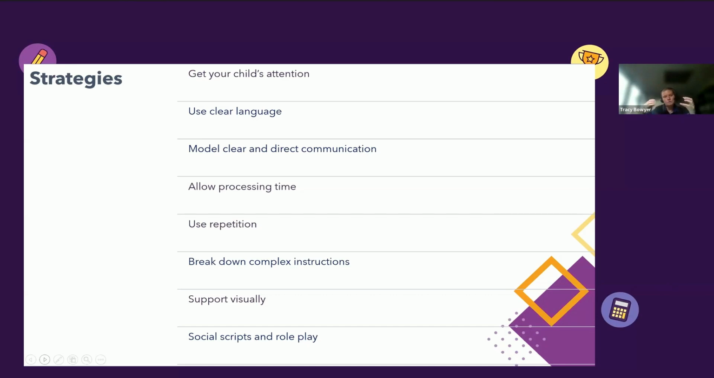I break everything down as much as possible, particularly if it's quite a complex set of instructions, but I don't overload my children. I'll give them short, simple, clear, direct instructions, for example. Allowing that processing time. If we've got a young person that needs additional processing time, if your young person buffers the way my son says he buffers, give them that extra time to process that information and respond.